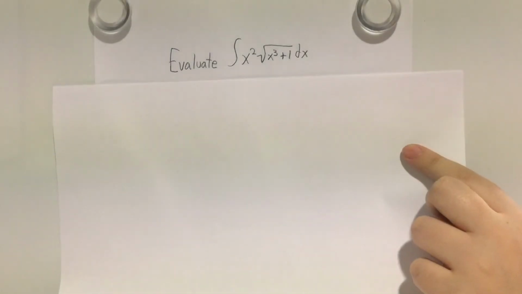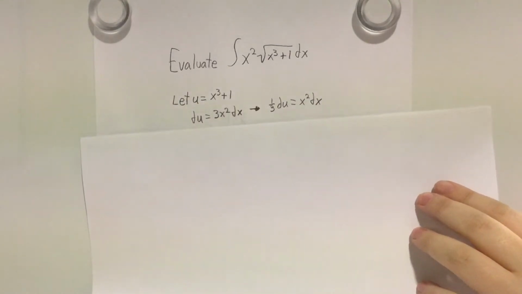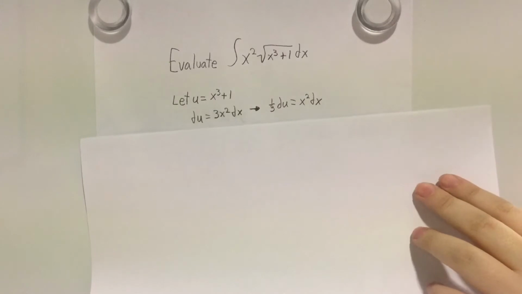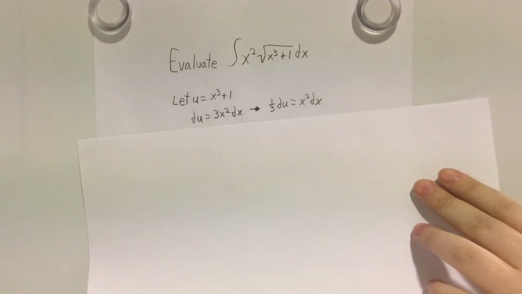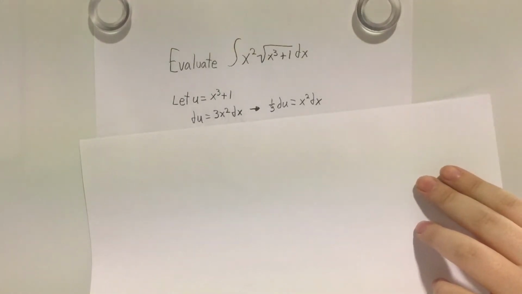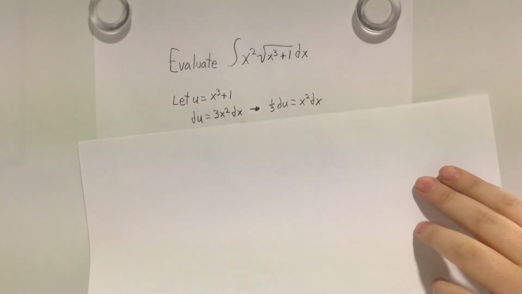Here, we're going to evaluate this integral. So we're going to evaluate it using u substitution, where u equals x cubed plus 1 and du equals 3 times x squared dx. Du can also be rewritten as 1/3 of du times x squared dx.